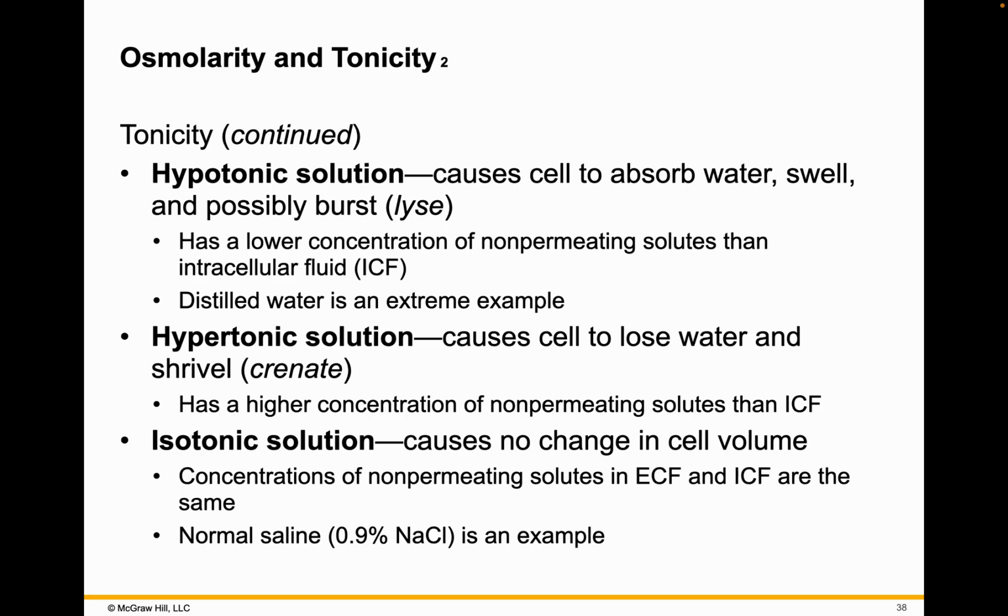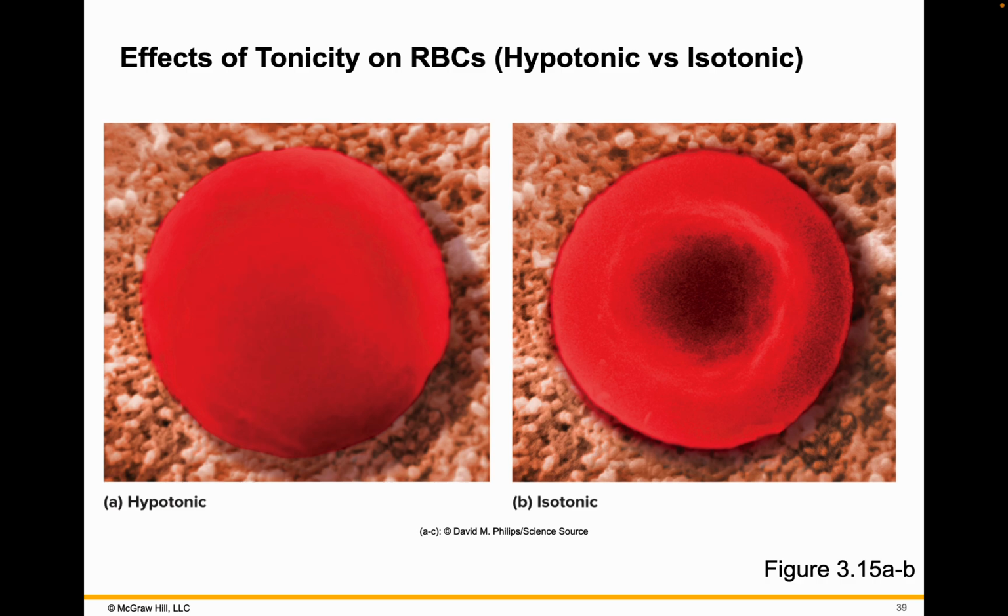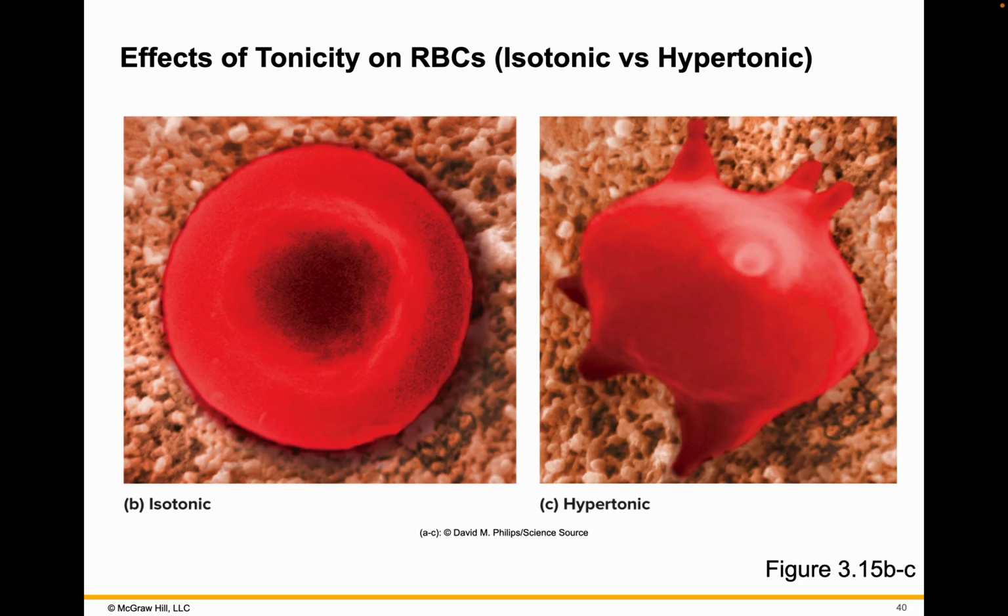In an isotonic solution, we don't get a change in cell volume because the concentration of solutes in the extracellular and intracellular fluid are the same, and that's why we use normal saline, 0.9% sodium chloride. We still get a movement of water back and forth, but there's no net change in the movement. So we've got your hypotonic, isotonic, and hypertonic.